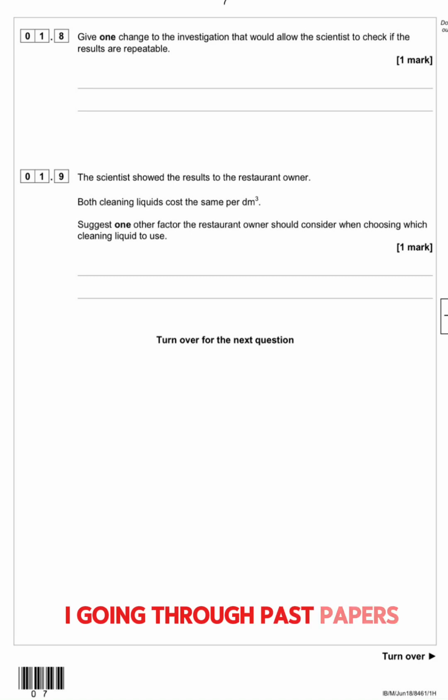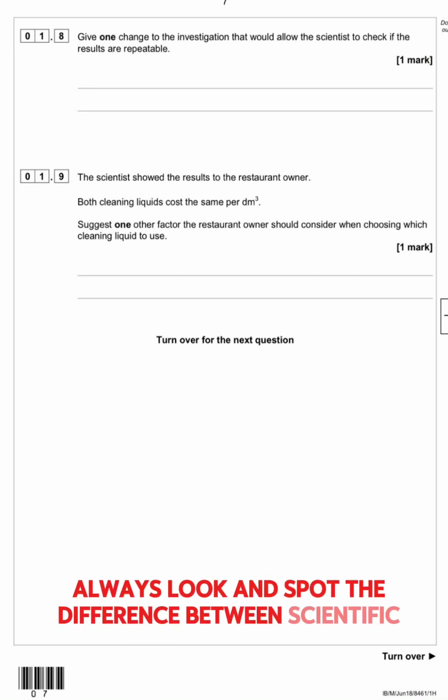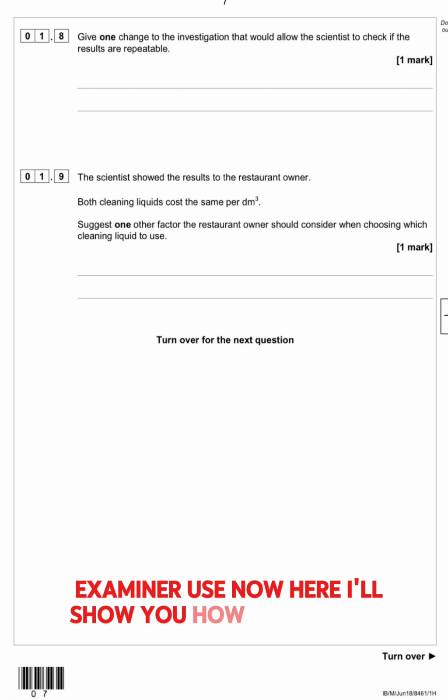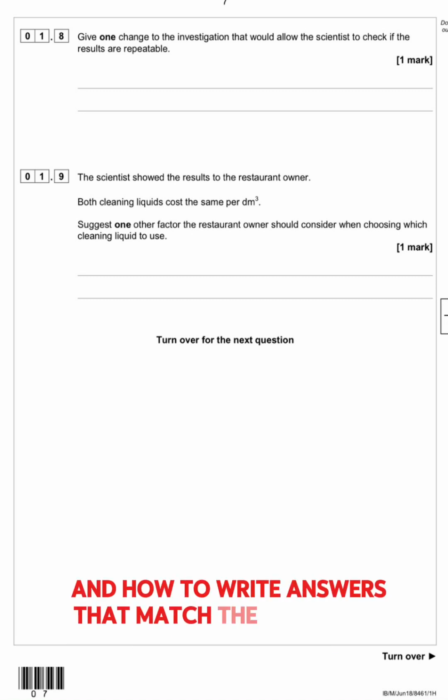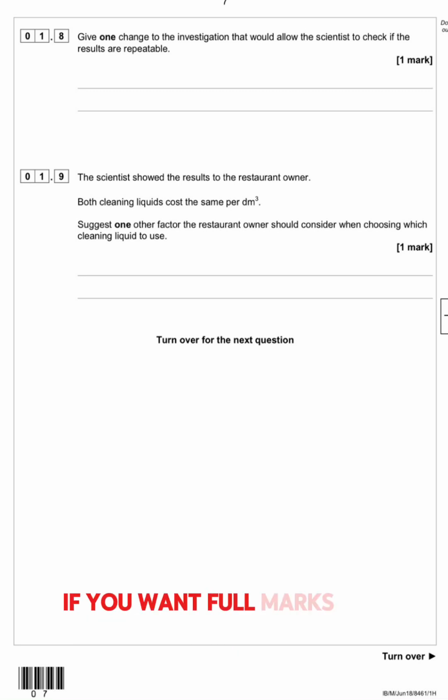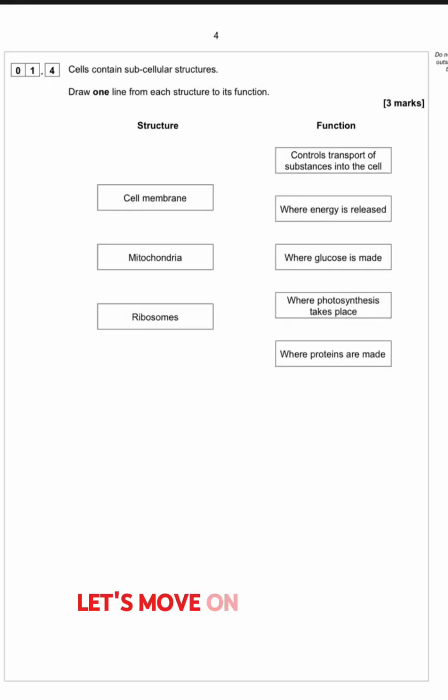By going through past papers, always look and spot the difference in the scientific language examiners use. Now here I'll show you how to spot the command words, how to use the figures correctly, and how to write answers that match the GCSE mark scheme. If you want full marks, stay with me until the end. Let's move on to another past paper question regarding the same topic of cell biology.